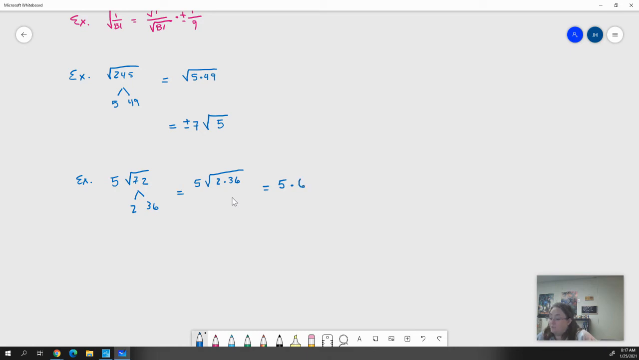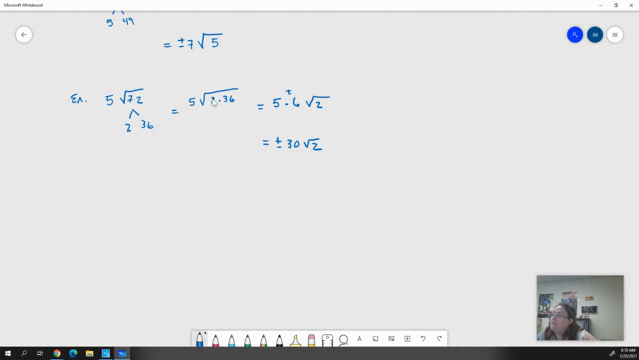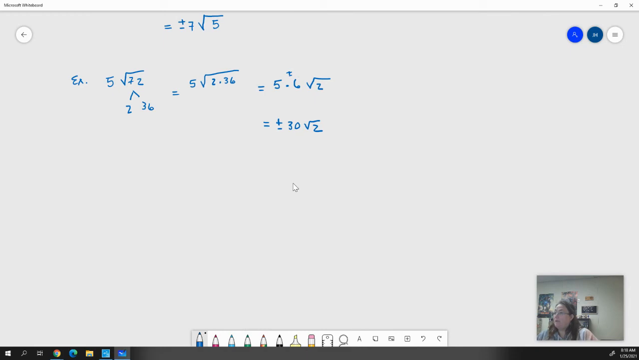We're going to call it plus or minus 6, right? I'm just going to put a little plus or minus up here so we know to make it plus or minus when we get our final solution, times the square root of 2, which is going to give me 5 times 6 is 30. So I'm going to have plus or minus 30 times the square root of 2. So remember, anything that we can't break down has to stay under the radical, the radicand.